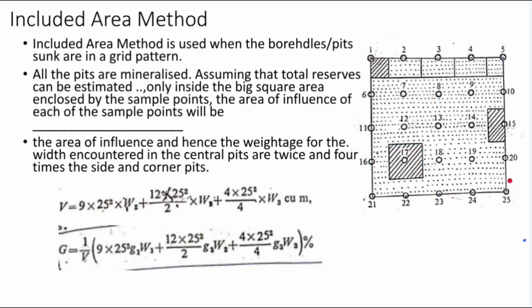Everyone got it, or is there some confusion? For the 9 areas of 25 square kilometer into W1, the thickness of mineralization, that will be the volume. For the 12, half area of influence. For the 4, quarter area of influence, with W3.